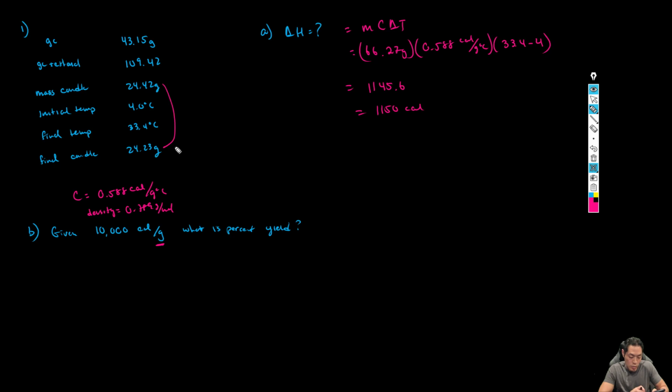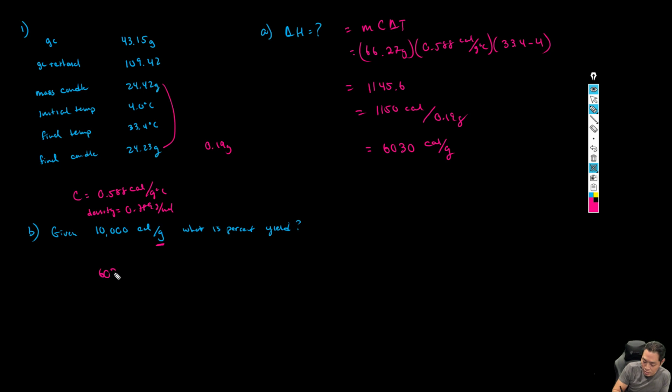24.42 minus 24.23. So my mass that I burned was 0.19 grams. So I'm going to divide this by 0.19 grams. So 1145.6 divided by 0.19, and I get about 6030 calories per gram.